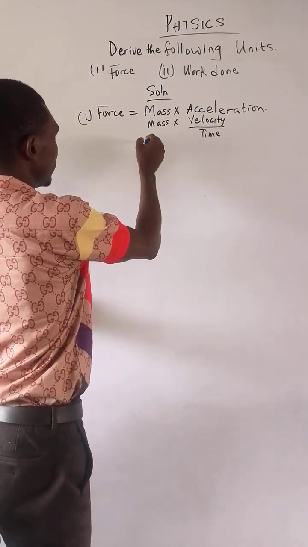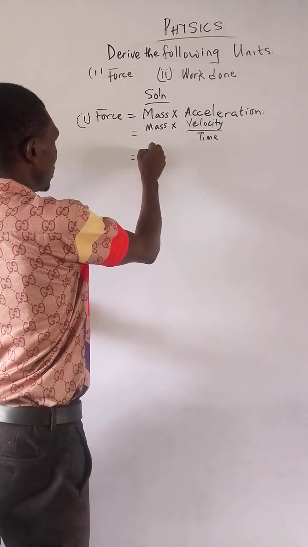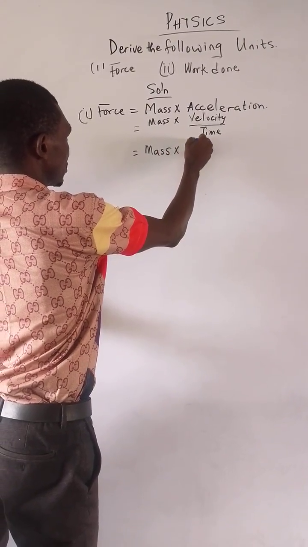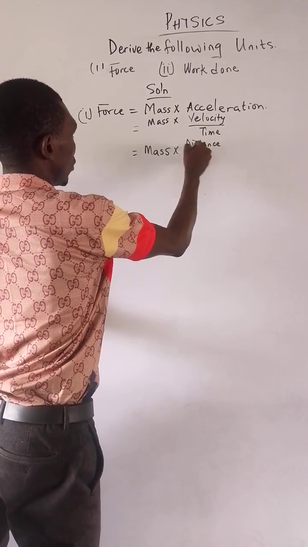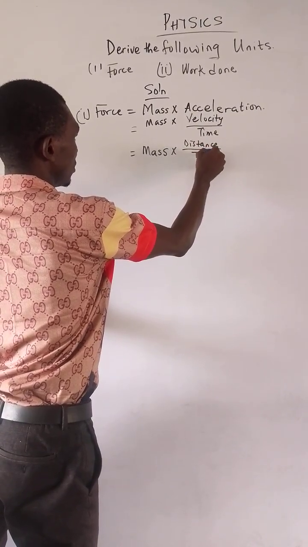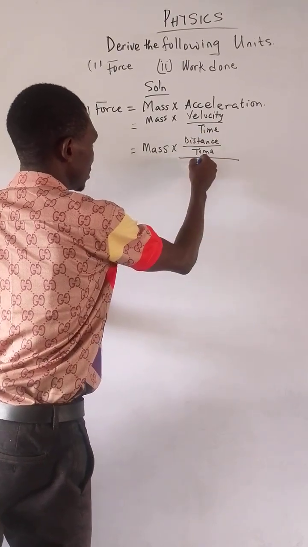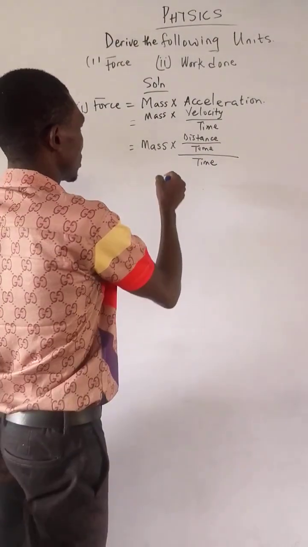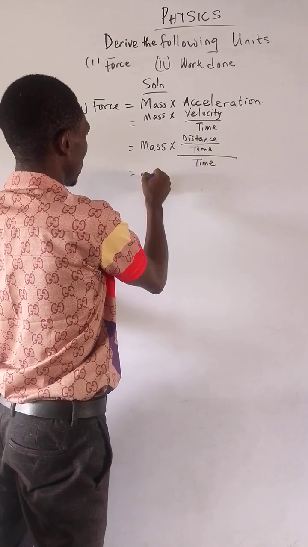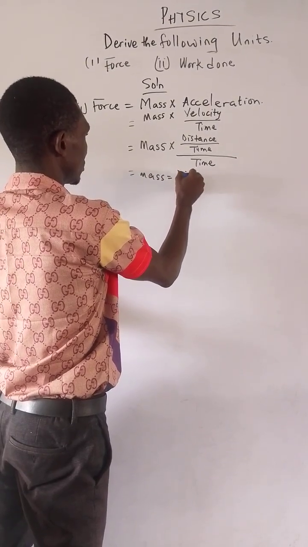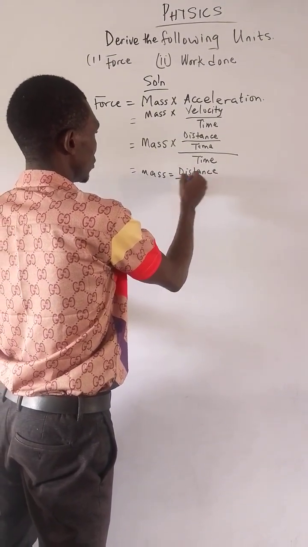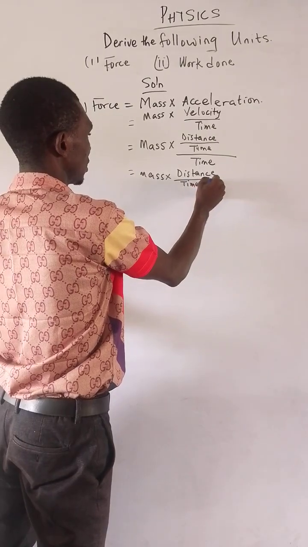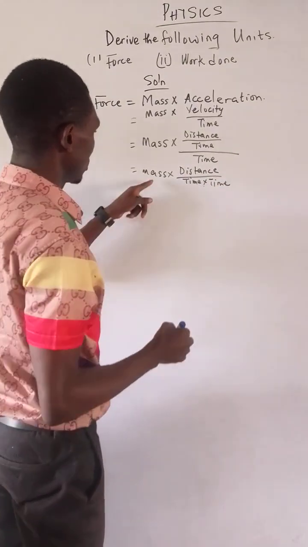quantity. And then this can be written as mass times velocity, which is distance all over time, all over the time that is here. So this can be written as mass times distance all over time squared. Now what is mass?